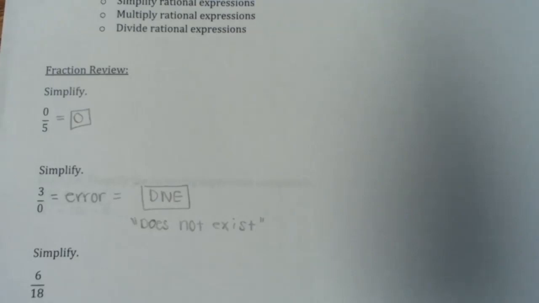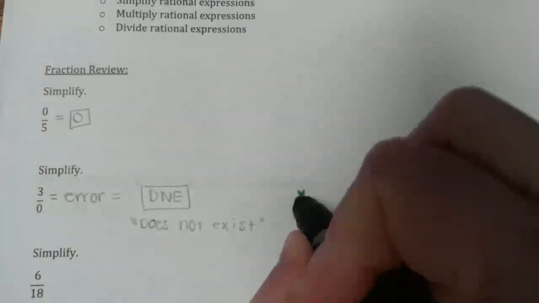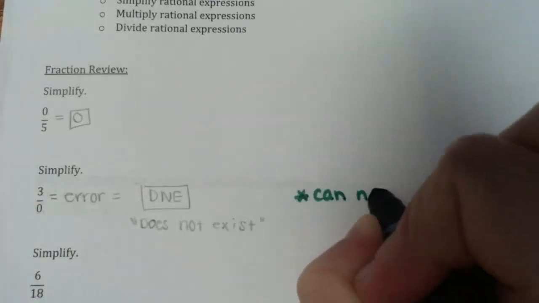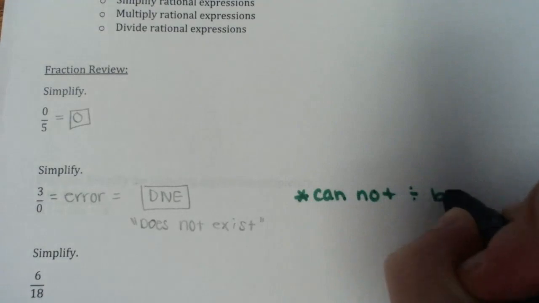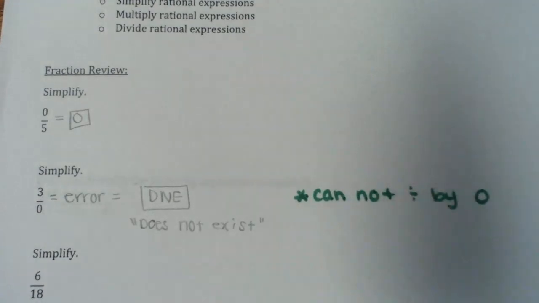So going back to properties of division, we cannot divide by 0. Let me get a marker too right now. So cannot divide by 0.